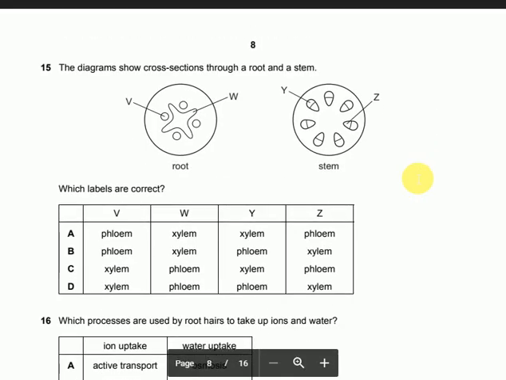The diagram shows the cross sections through a root and a stem. Which labels are correct? Phloem, xylem, phloem. Okay, we'll see. Outside is phloem and inside is xylem. So Y is phloem. So it could be B or D. And now W. W would be the xylem. And B would be the phloem. B.